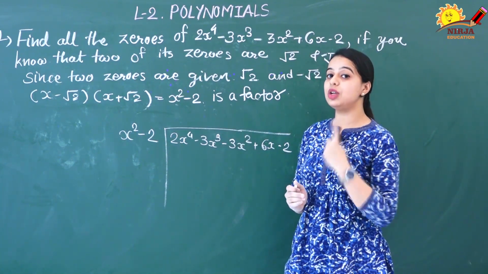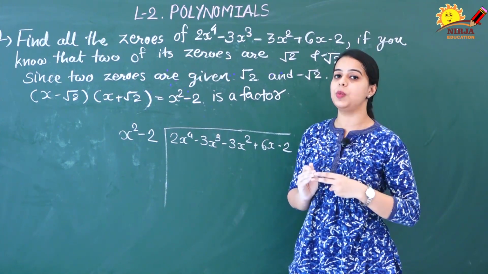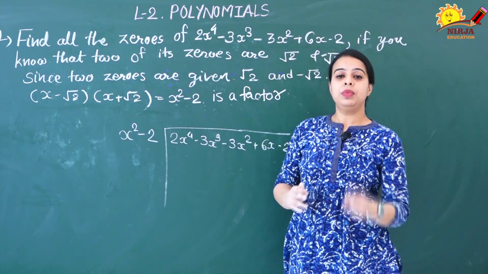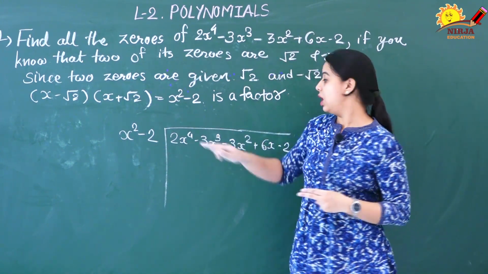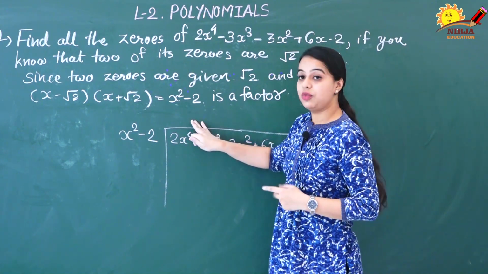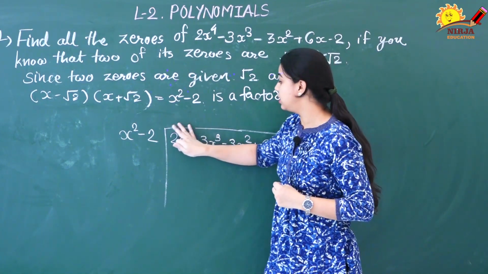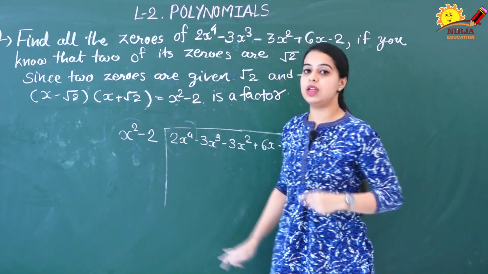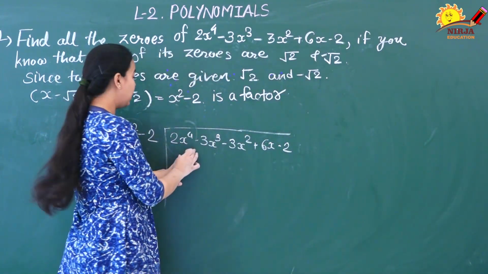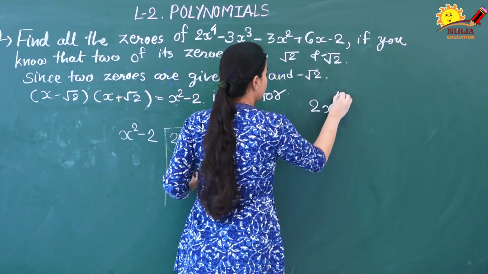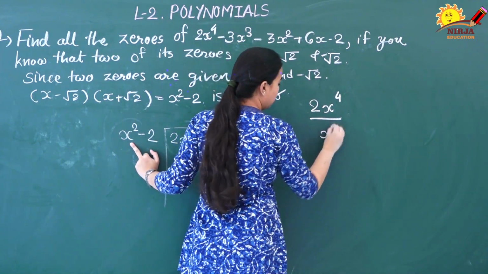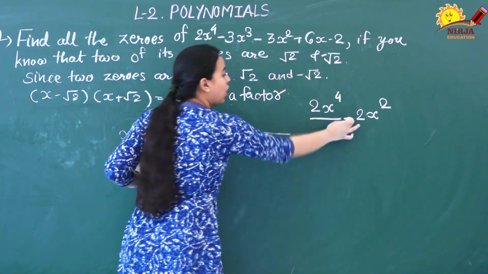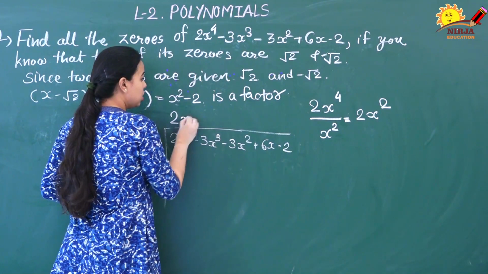Now let's do the division of these polynomials. The first step is to write the two polynomials in standard form. Here the two polynomials are already in standard form. Our second step is to find the first term of the quotient. We need to divide the highest degree term of the dividend by the highest degree term of the divisor. The highest degree term of the dividend is 2x raised to 4, and we divide by x square. What will remain? 2x square. So we got the first term of our quotient, which is 2x square.